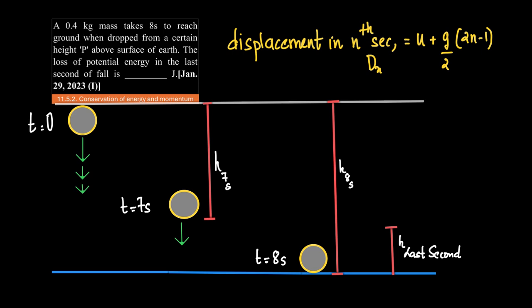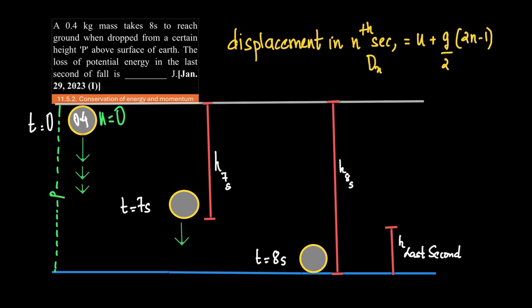A 0.4 kilogram mass is dropped from a certain height. This complete height here is P. At t equals 0 it is dropped, which means the initial velocity should be equal to 0, right? It is above the surface of the earth, P. I've considered this blue line here to be the surface of the earth.